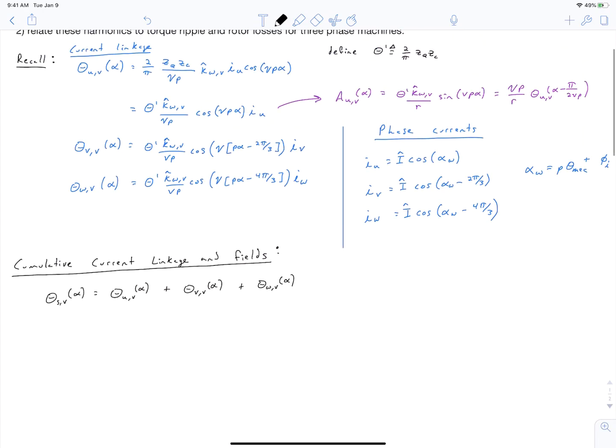And so again, we're calculating this by summing up these three quantities. So here's phase U, phase V, phase W, and our total current linkage we're referring to as theta S, comma V, where S means the stator current linkage and V is harmonic V.